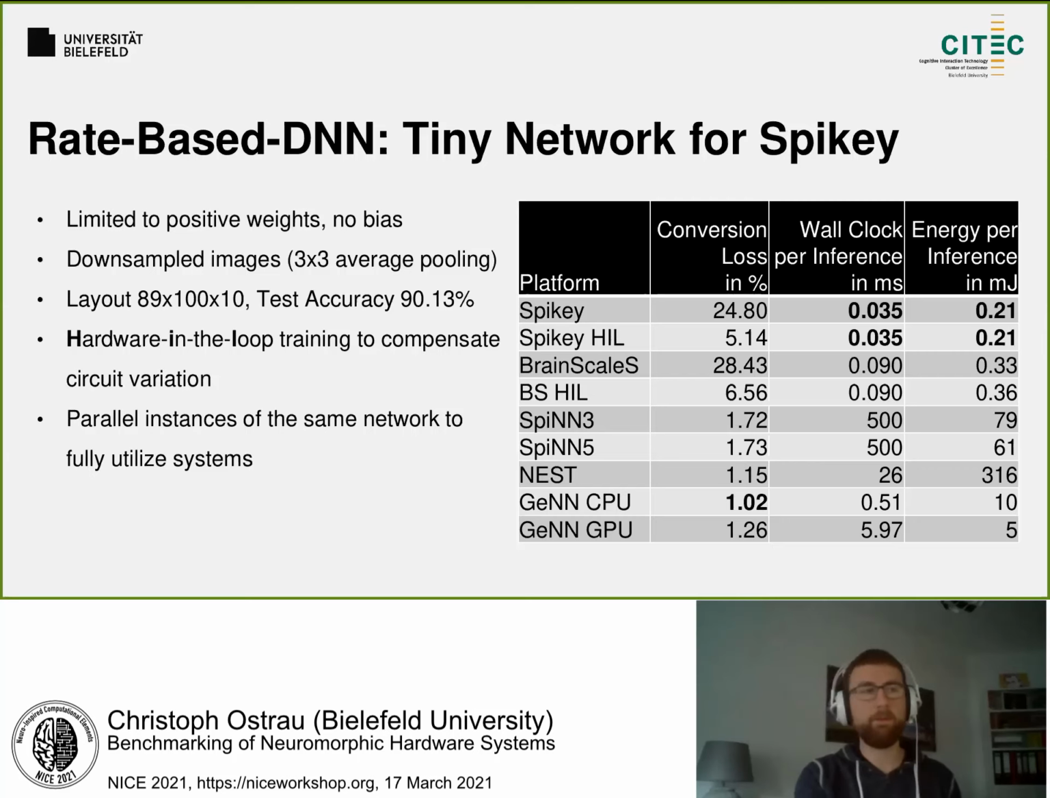Again, we see that the energy per inference is an order of magnitude better on an analog platform compared to the most efficient digital platform, which is in this case a GPU implementation on the NVIDIA RTX 2070.